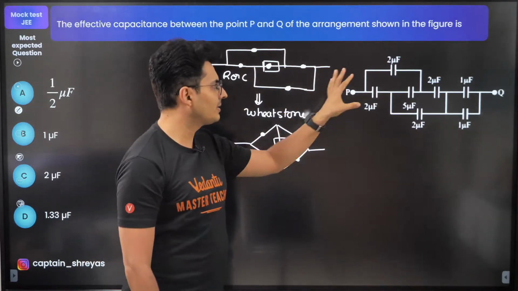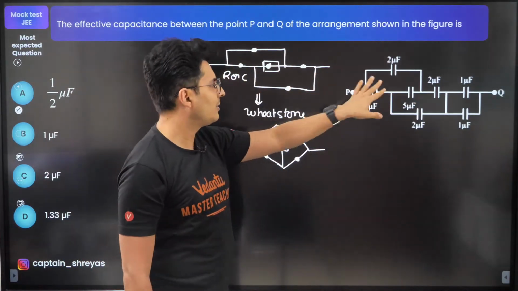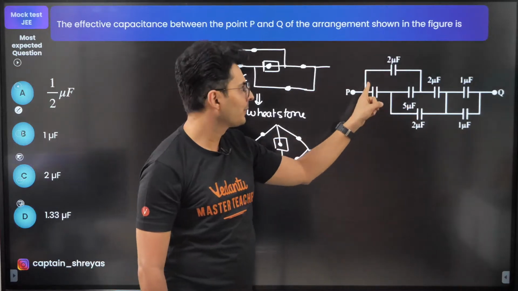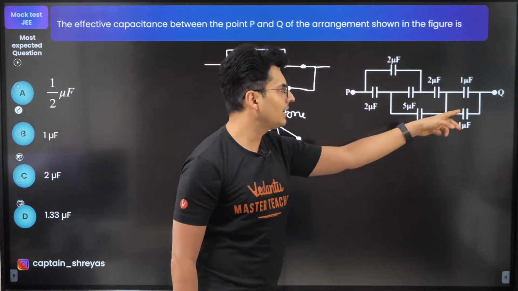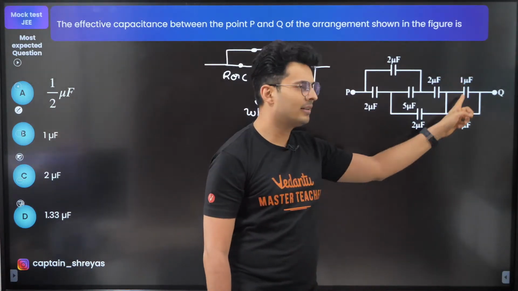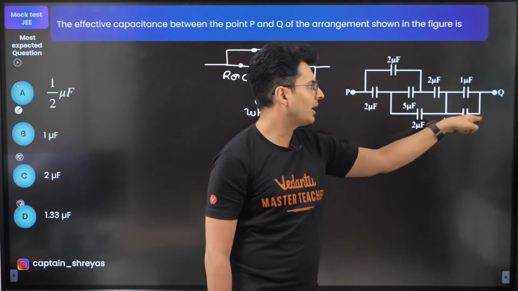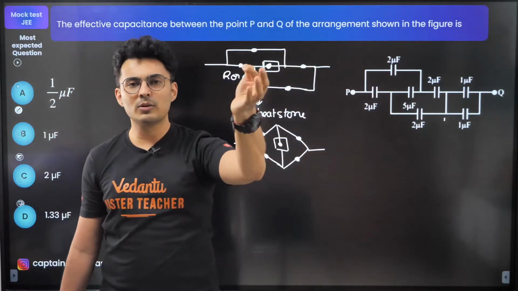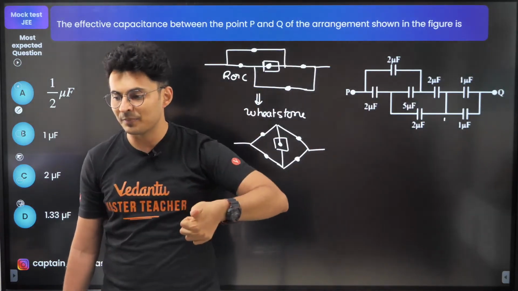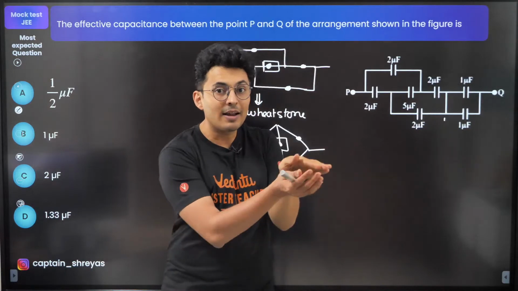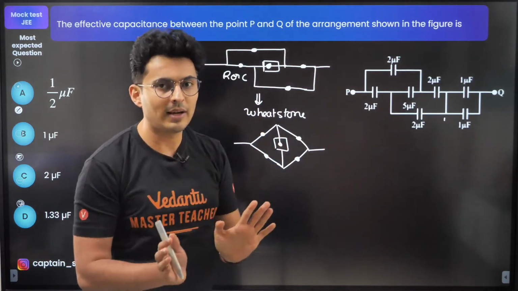I feel the same thing is also there over here. Notice this part and this part look very, very similar, at least till here. And do you see this 1 and 1 microfarad? There is a wire here between them and a wire here between them. So the two 1 microfarads are in parallel.